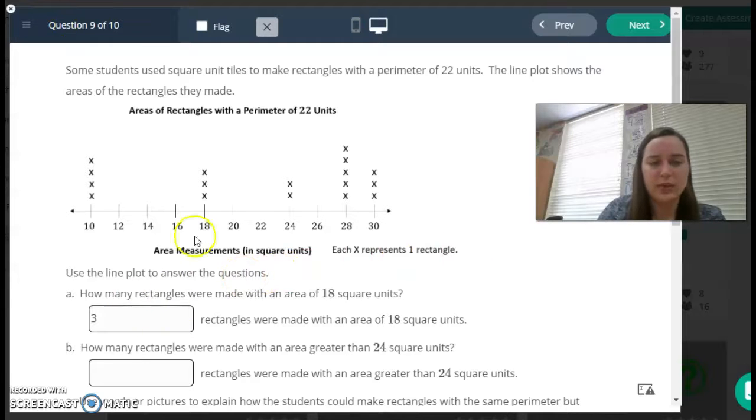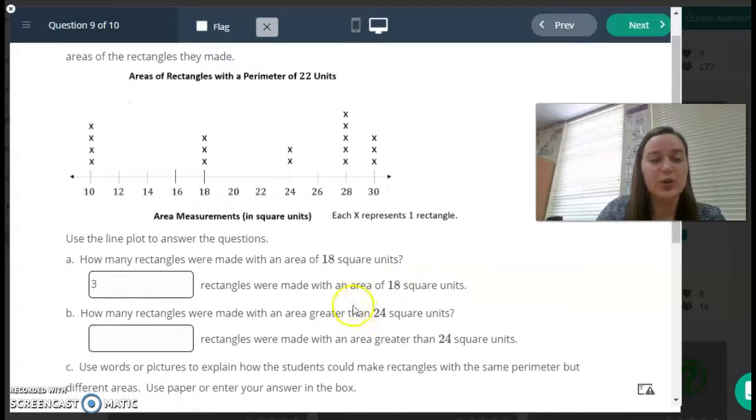Yep, so we had only 18. Okay, B, how many rectangles were made with an area greater than 24? So am I looking at 24? Nope, I'm looking at everything above 24. So I'm looking at this 28 and 30. So let's count. 1, 2, 3, 4, 5, 6, 7, 8. 8. And that's what we get.